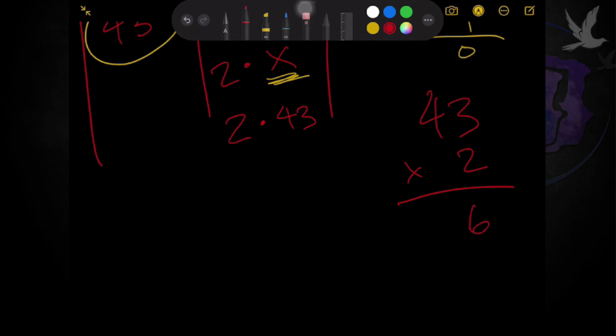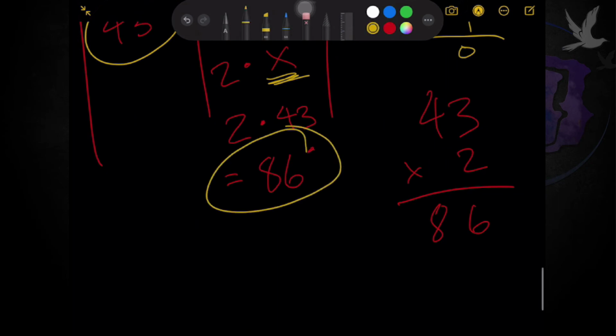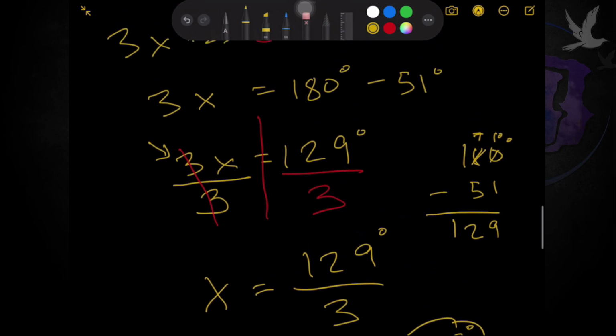3 times 2 is 6. 2 times 4 is 8. So here comes your answer. That 2x is equivalent to 86 degrees in this case. Okay? So that's basically how you solve for the unknown, no?